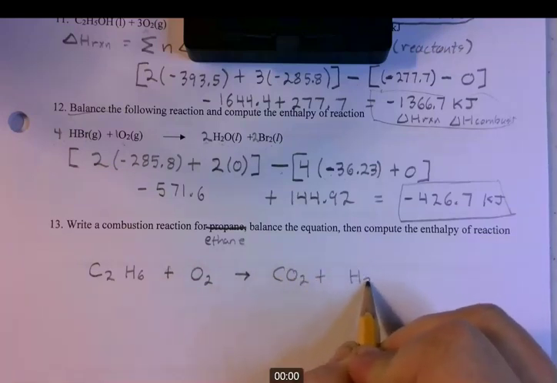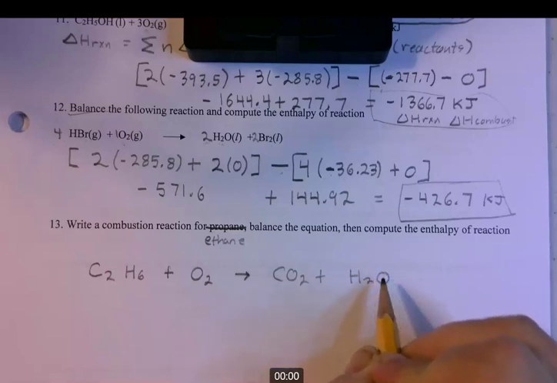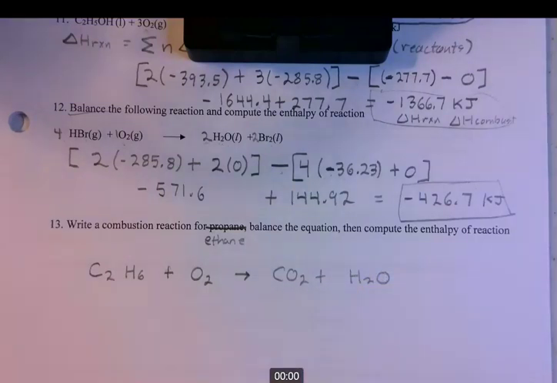Okay, so now we need to balance that. So you want to do that a little more formally than we did last time. We have a C, an H, and an O. On the left side, we have 2 carbons. On the right side, we have 1 carbon. On the left side, we have 6 hydrogens. On the right side, we have 2. On the left side, we have 2 oxygens. And on the right side, we have 3 oxygens.